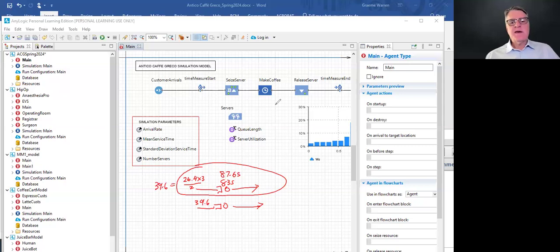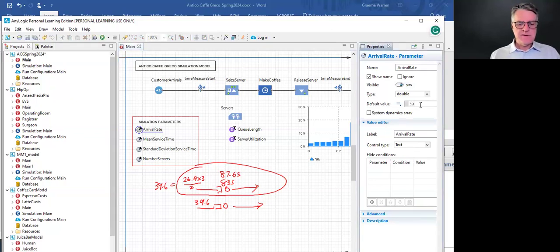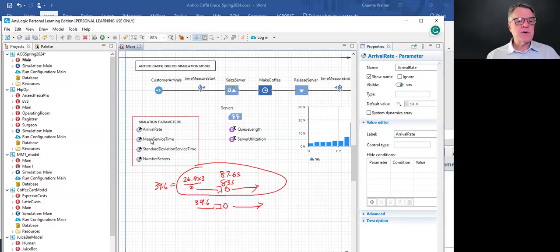So let's see how we might analyze this. Again, because these two baristas can be considered independent, statistically identical, we can just analyze one of them. I'm going to just adjust this arrival rate now to 39.6. The mean is going to remain the same. Just confirming that it's 87.6, there it is.